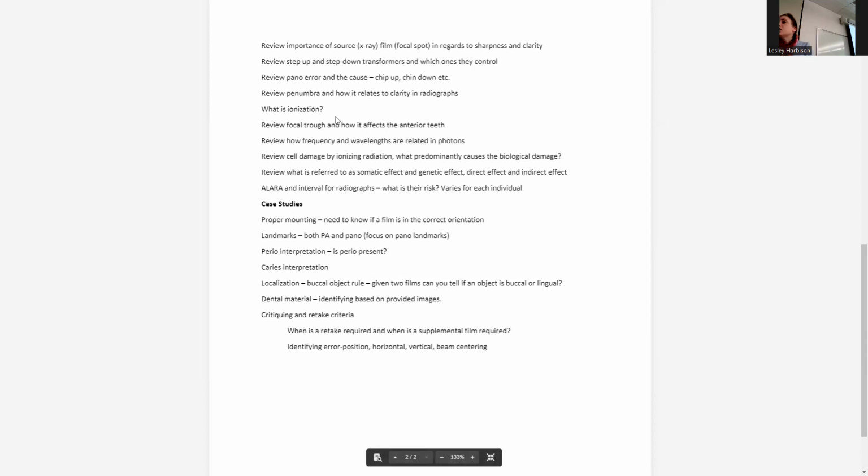What is ionization? You want to know this one. I should probably just pull up what exactly we want to know about ionization. It's when it becomes unbalanced, like a free radical, or that's probably what it's talking about. Let me pull up the PowerPoint, because I should have reviewed what the questions were for that.